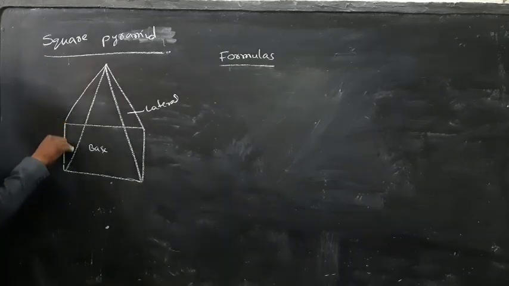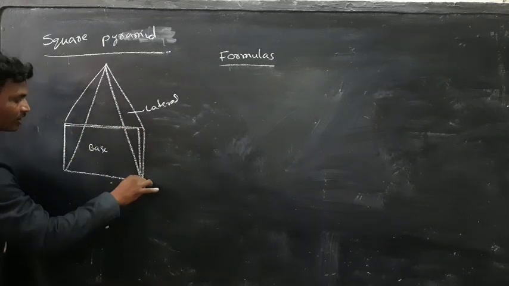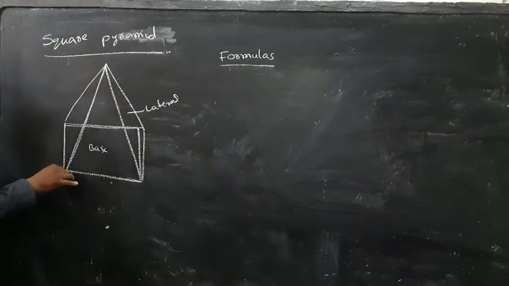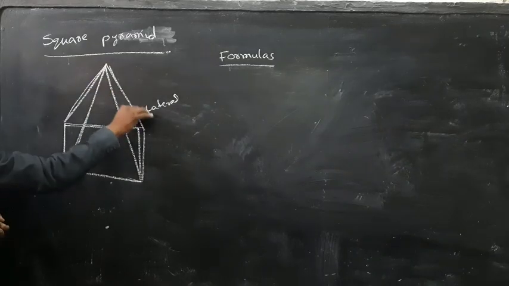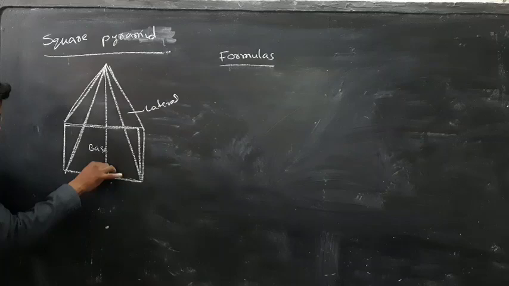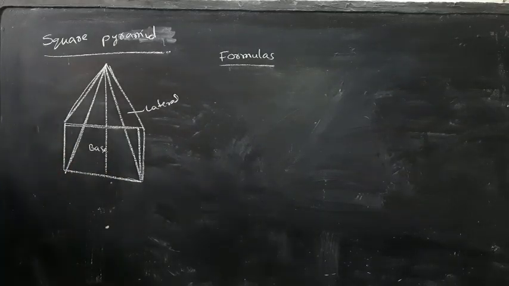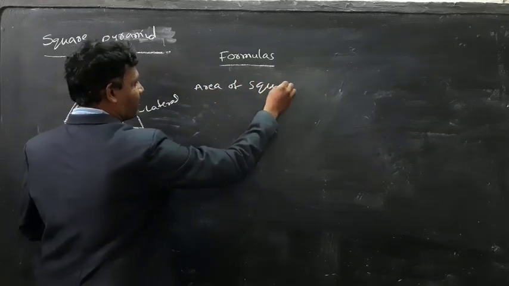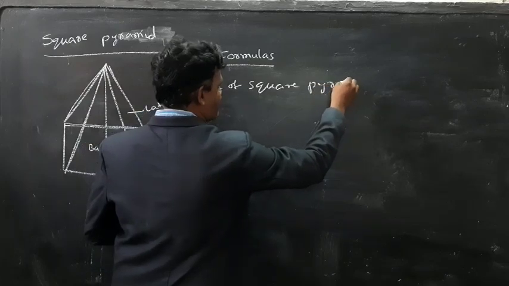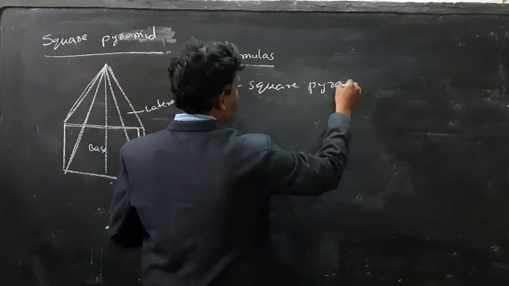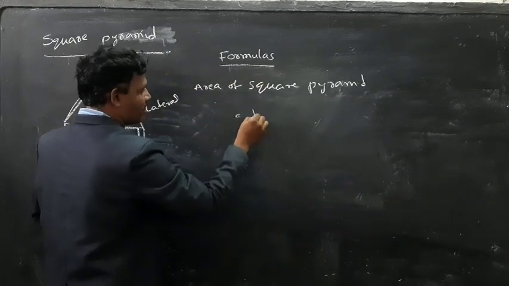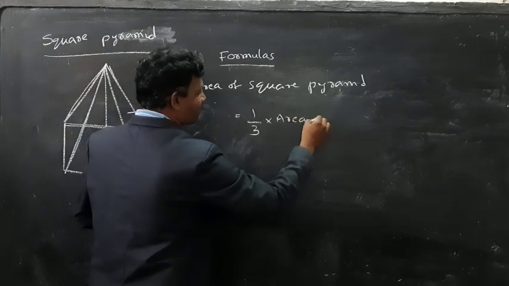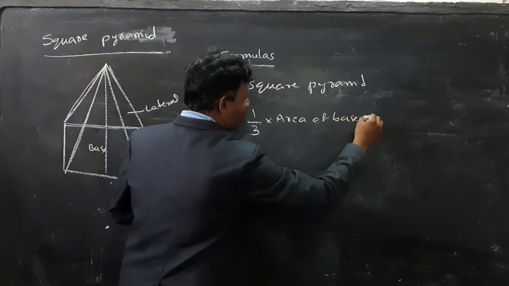9th class students, our next topic is the pyramid. Here the base of the pyramid is in the shape of a square, so it is called a square pyramid. And these are the lateral surfaces, and this is the height of the pyramid. So what is the volume of a square pyramid? It is equal to 1 by 3 into the area of the base into height.